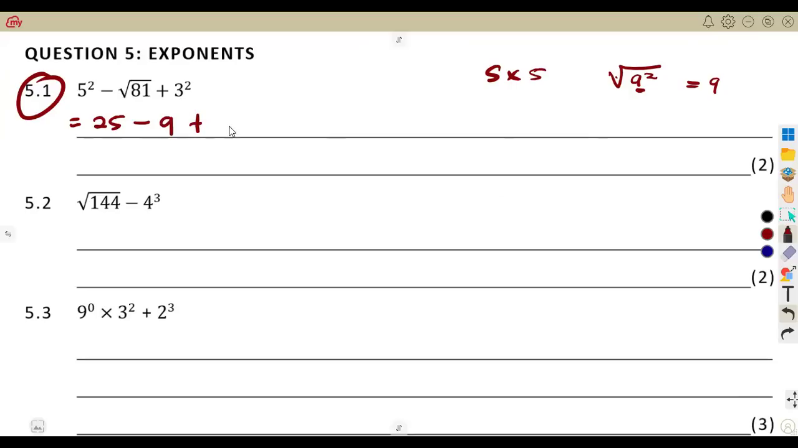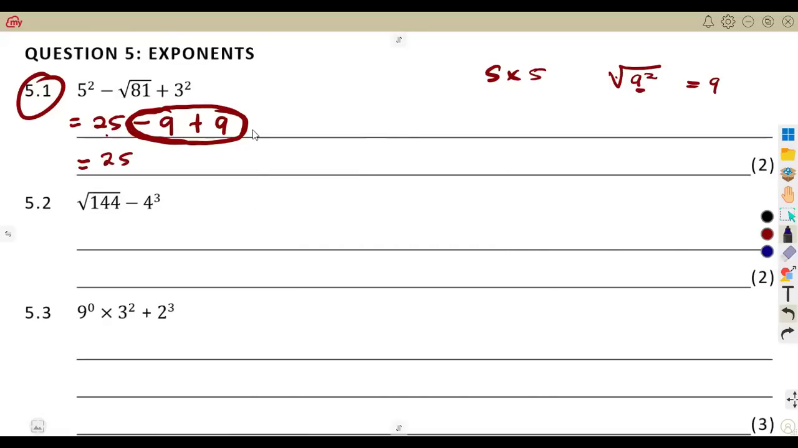Plus 3 squared, 3 times 3, that's a 9. So what are we going to have? If you consider these two, minus 9 plus 9, we can see that's a 0 there. So we are remaining with 25.